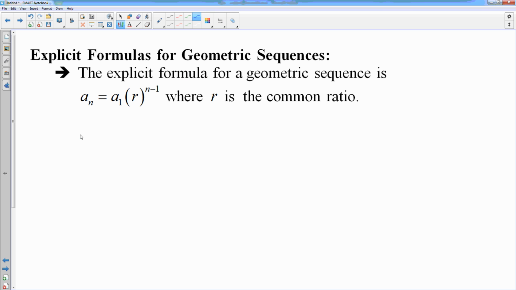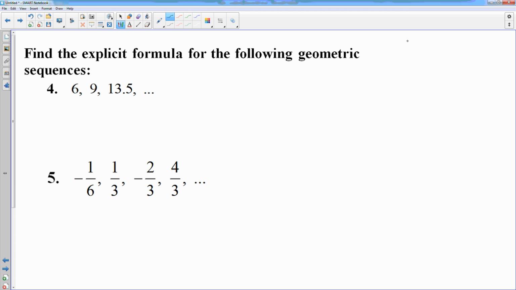Then we have explicit formulas for geometric sequences. And the explicit formula is simply the formula you use to get each successive term. And in a geometric sequence, your formula is simply a sub n equals your first term times the ratio to the n minus 1 power. That is an exponent up there. So all we need to do is find the first term and the common ratio, and we plug it into the formula.